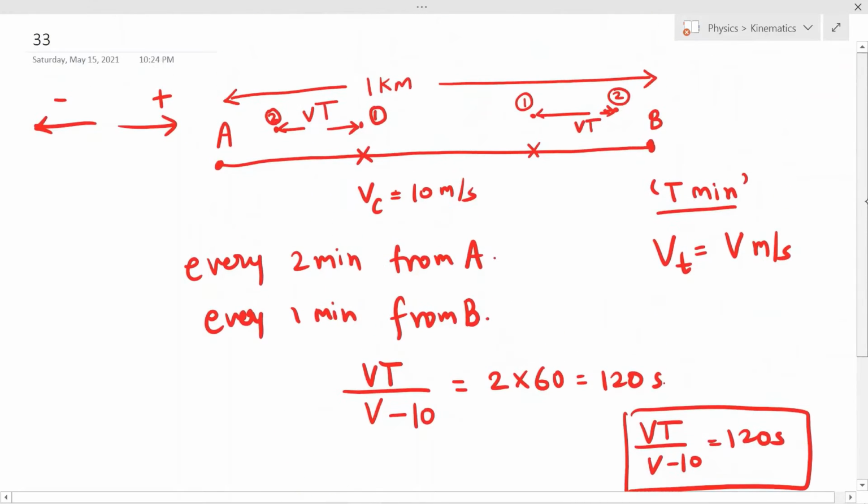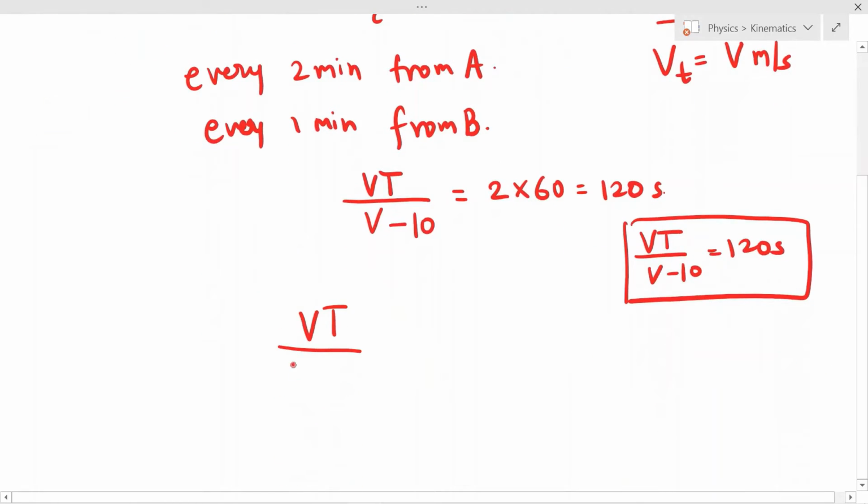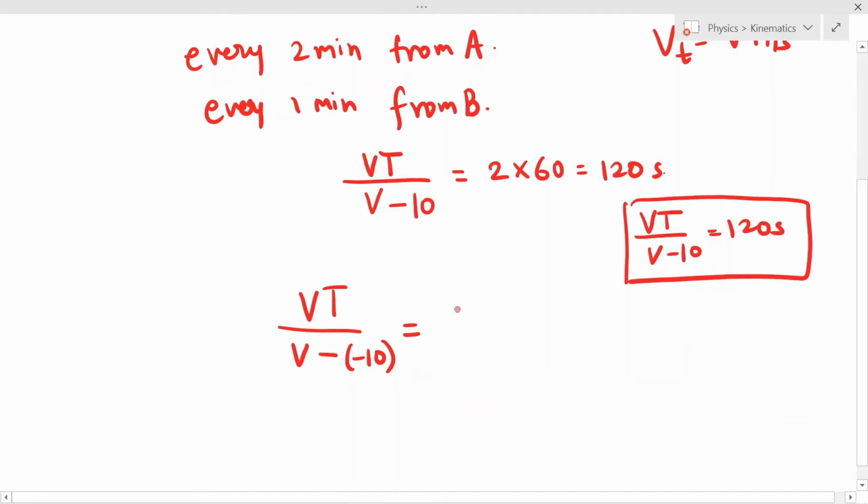Now with respect to the cyclist, this is equal to 1 minute, because every 1 minute the cyclist will encounter the cab coming from position B. So this is the relative velocity V plus 10. So this will be Vt divided by V plus 10. This will be 60 seconds.